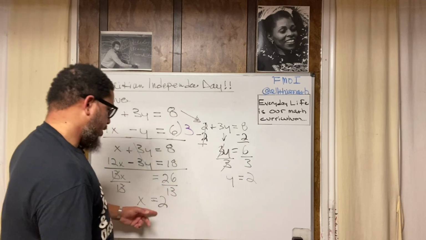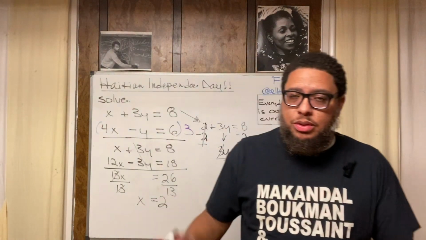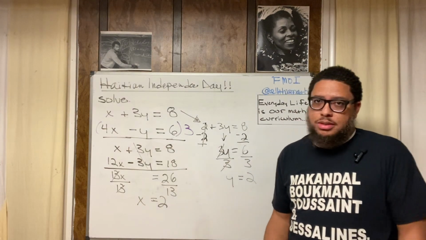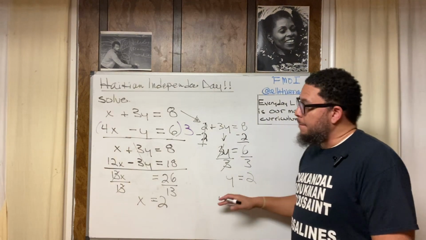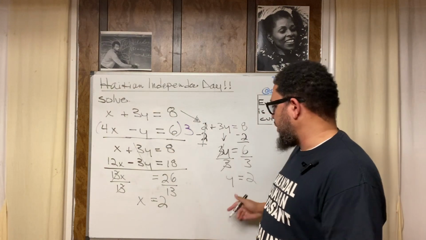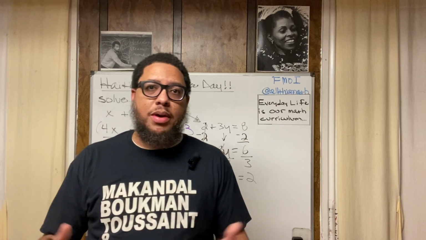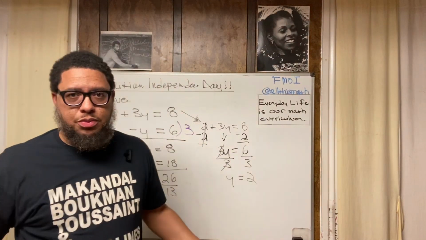So look, x was 2 and y was 2. That's a coincidence. Don't think that just because you get the same number that you did something wrong. You could have, but that don't necessarily mean you did something wrong. But that's why you always go back and check your work. Always go back and plug them numbers in to see if it gives you a true statement. The purpose of math is to figure out the truth. We want to figure out the truth when we do math.